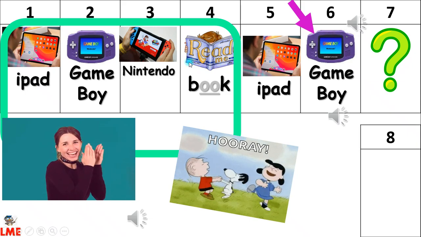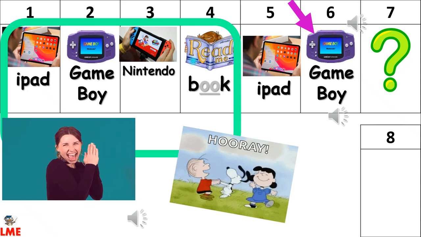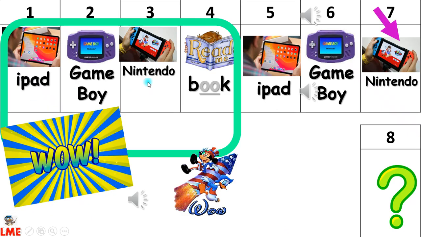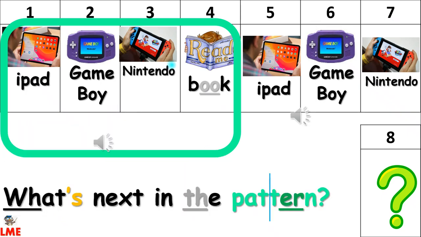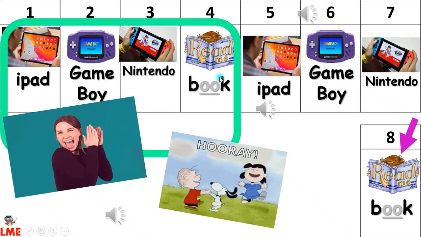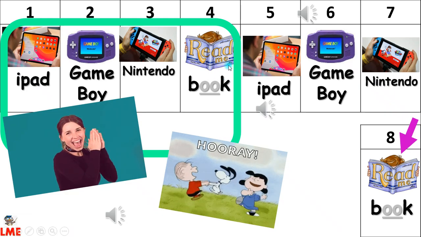You are correct. Game Boy comes next in the pattern. Can you guess what's next in the pattern? Wow! Again, your answer is right. Nintendo comes next in the pattern. Do you know what's next in the pattern? Again, your answer is right. Read a book comes next in the pattern.